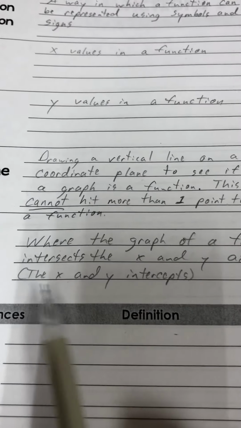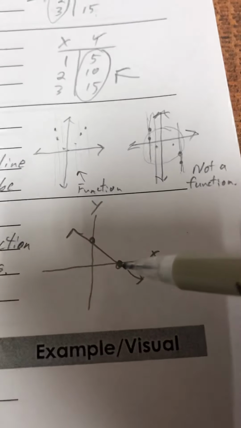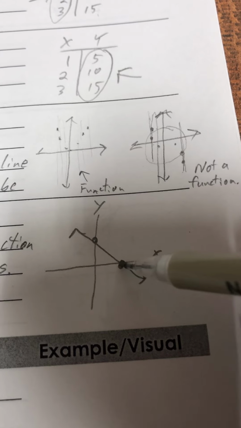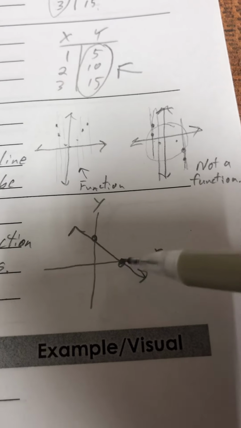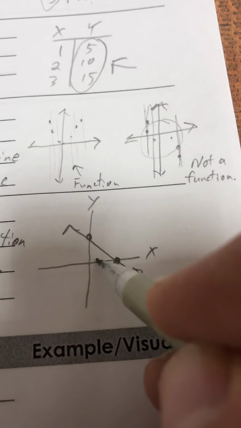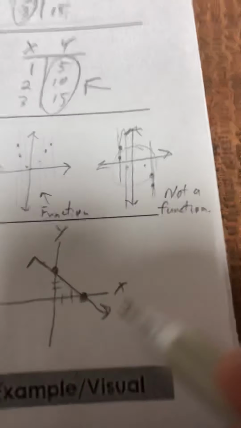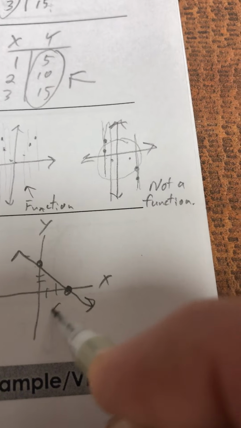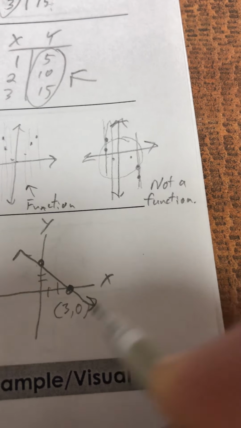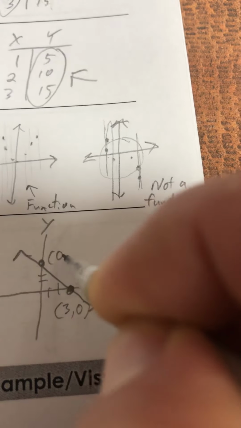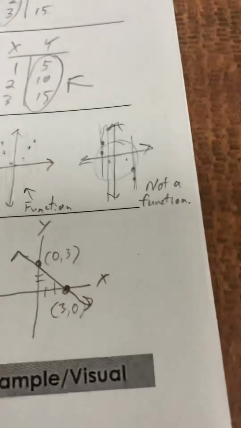Zeros. This is where the graph of a function intersects the x and y axis. It's the x and y intercepts. So when y equals 0, x equals, this might be 3. So that's going to be a zero. When x equals 0, y, maybe that equals 3. So let me go 1, 2, 3, 1, 2, 3. Okay. So this point right here is 3, 0. This point here is 0, 3. So those would be the zeros of this line. Okay.